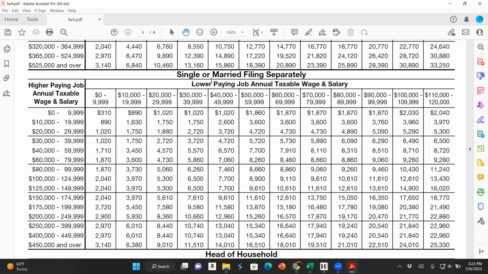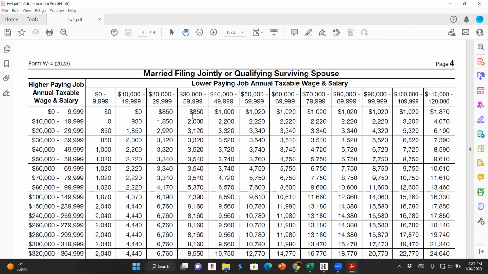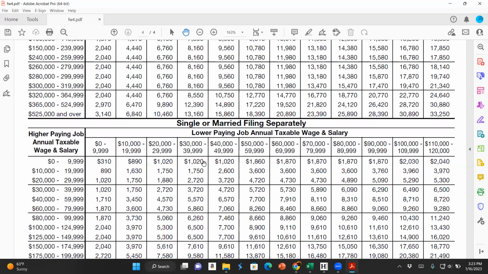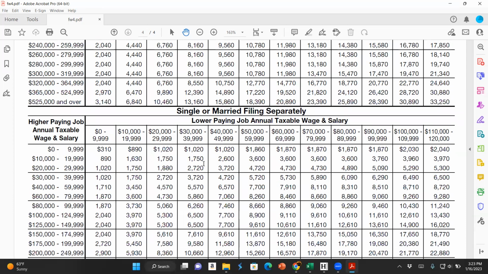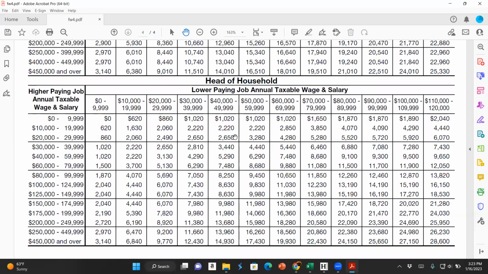Now, if you are single or married filing separately, this is the chart you would want to use. If you are married filing jointly or a qualifying surviving spouse, this is the chart you would want to use if you have multiple jobs contributing to your taxable income on the tax return. But in Billy Bob's situation, we're going to use this one at the bottom. We have head of household here. All right.